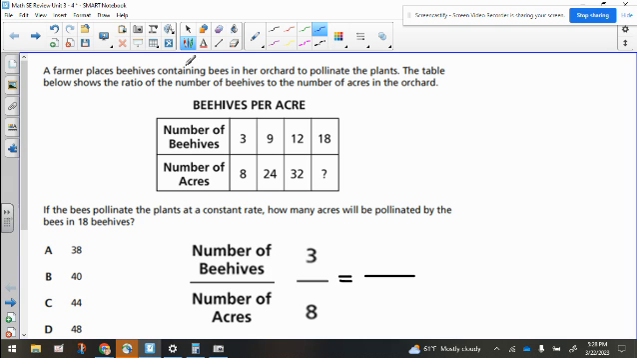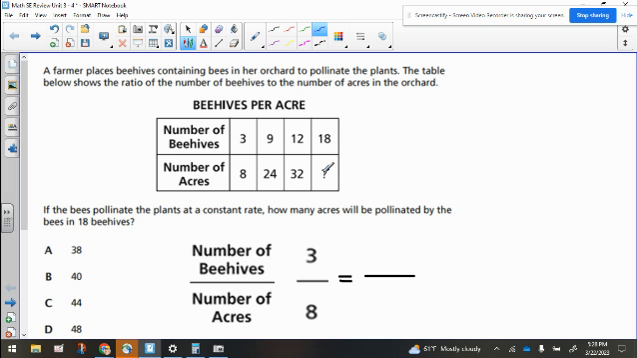A farmer places beehives containing bees in her orchard to pollinate the plants. The table below shows the ratio of the number of beehives to the number of acres in the orchard. And here's your chart. If the bees pollinate the plants at a constant rate, how many acres will be pollinated by the bees in 18 hives? So they're showing 18 and they're showing a question mark.